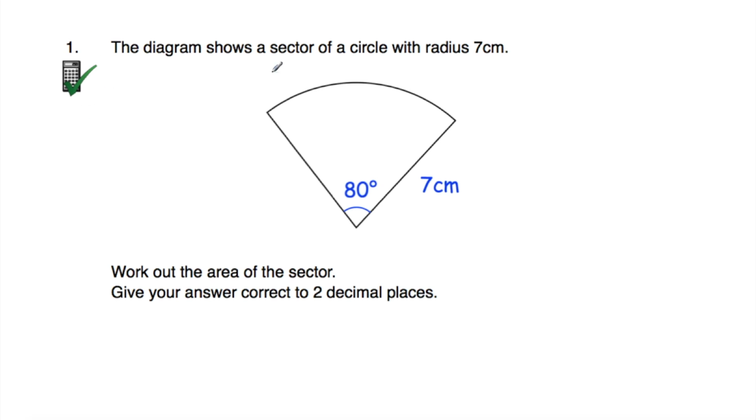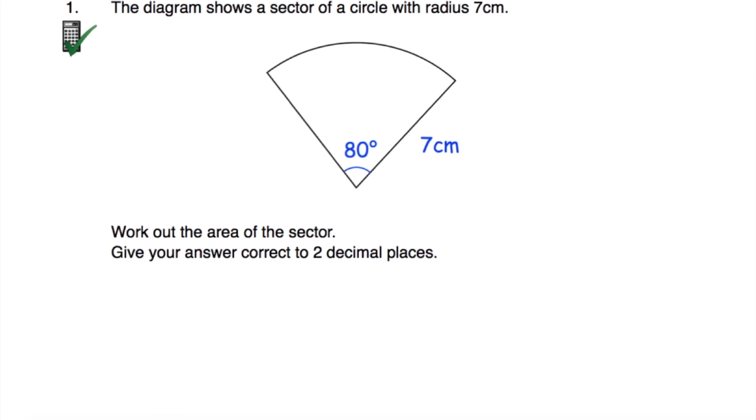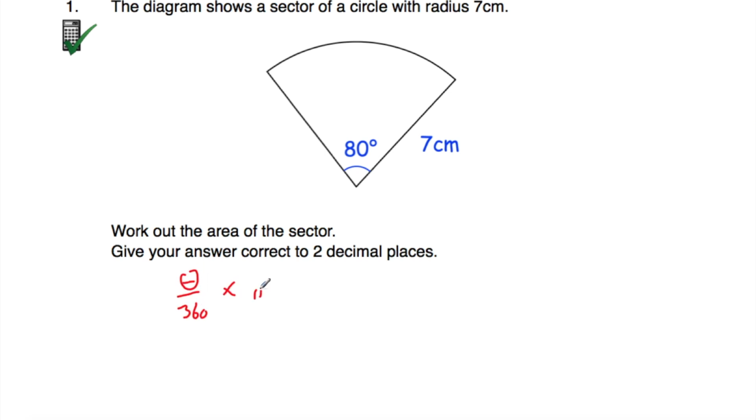Now this is a calculator question, so that's quite nice. Let's write down the formula for the area of a sector. The formula is beta over 360 multiplied by pi multiplied by the radius squared. In other words, we find the area of the whole circle, pi r squared, or pi times 7 squared, and then work out 80 360ths of it. So we get the area of the whole circle divided by 360 and multiplied by 80, and that'd be the area of the sector.